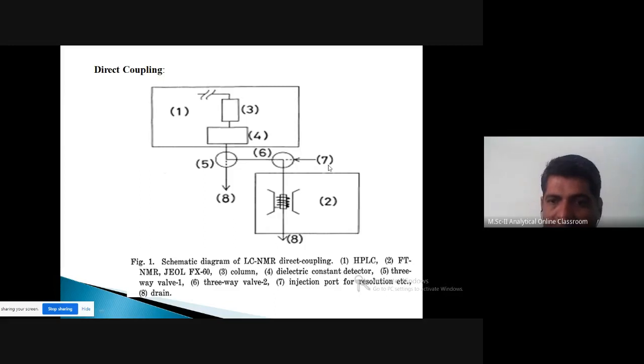And seven is the injection port for the resolution. Okay.